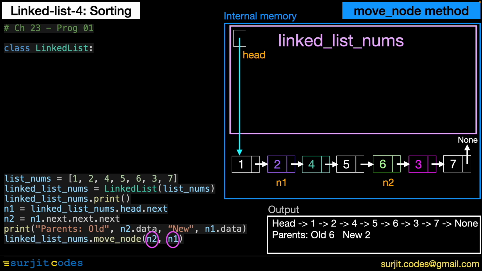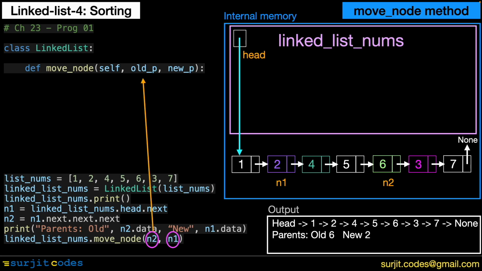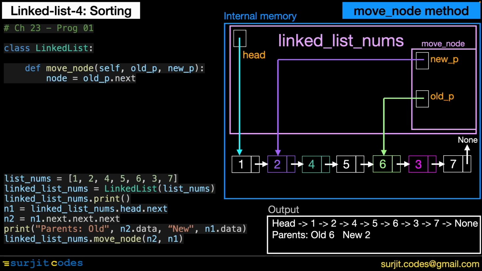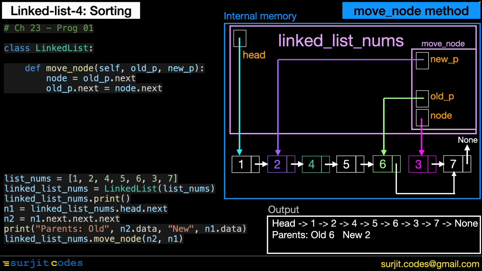We now pass these two parent nodes to the move node method. N2 is the old parent and N1 is the new parent in the move node method. The node that we want to move is the child of old parent. So we let next of old parent point to the child of node. Node is now free and we can make it the child of new parent.